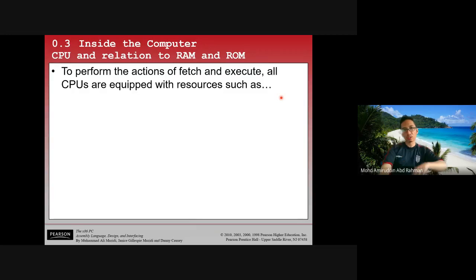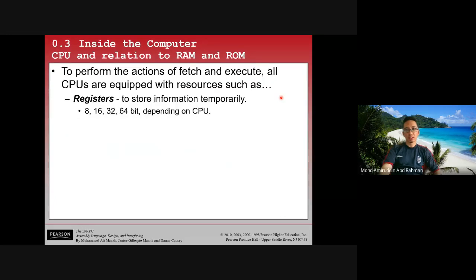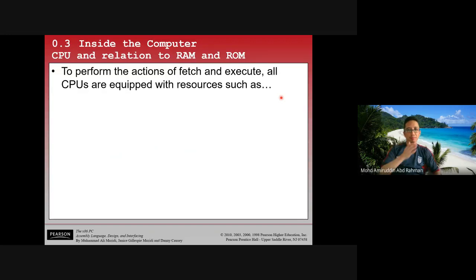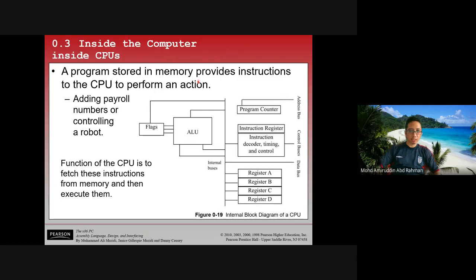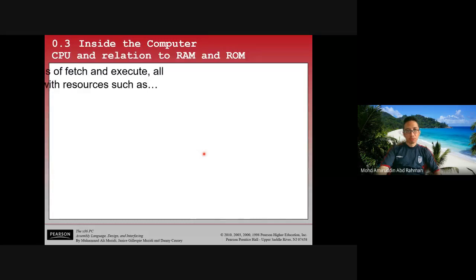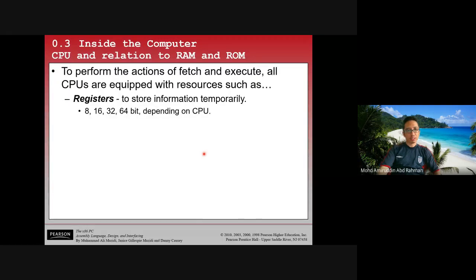All CPUs are equipped with resources such as registers, to store information temporarily. So we're going to describe this diagram, which is the diagram inside the CPU. We have the registers, which store the information temporarily. They can be 8, 16, 32, or 64 bit, depending on the CPU.